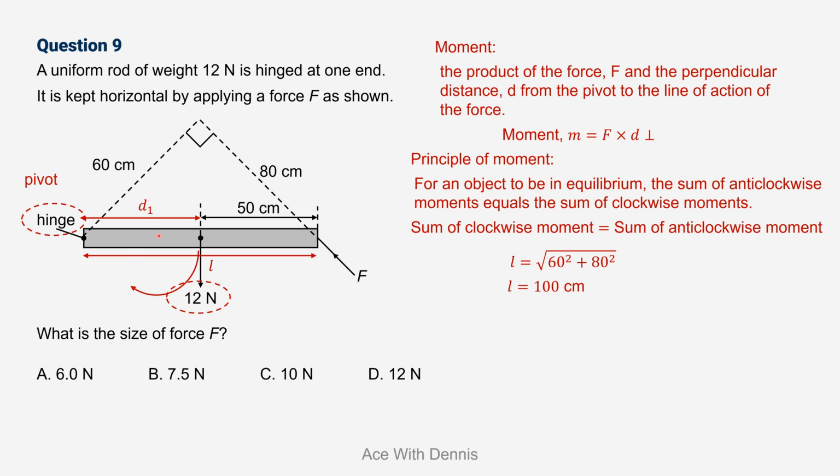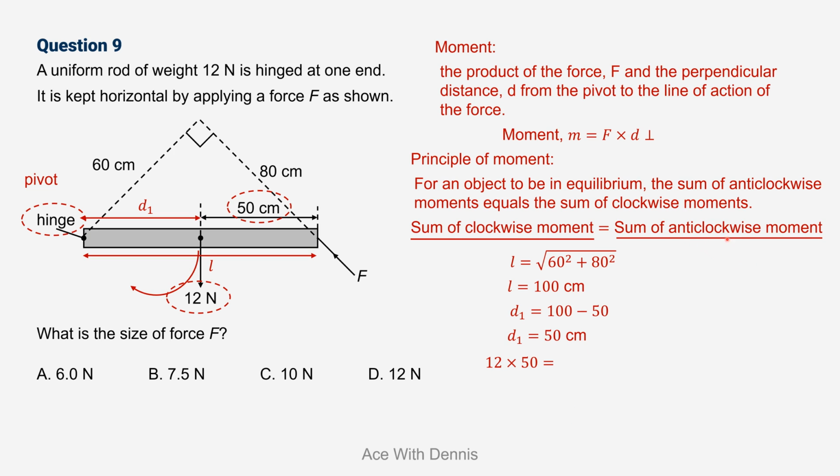Which means we label this as D1. D1 will be 100 minus 50, because this distance is 50 centimeters and the whole length of the rod is 100 centimeters. So D1 will be 50 centimeters. Hence, the clockwise moment will be this 12 newtons multiplied by D1, which is 50, and it equals the anticlockwise moment.